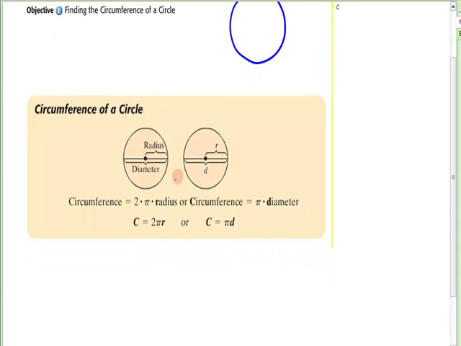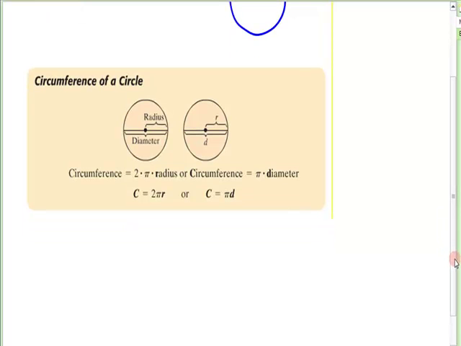Make sure that you're familiar with some language. The distance from the center to the side is called the radius. We'll use the letter R. The distance all the way across a circle through the center is called the diameter. We'll use the letter D for that. The number pi is involved in finding the circumference of a circle. Now, pi is approximately 3.14, but that is a rounded value for pi. We will only use that rounded value when we're told to in the instructions.